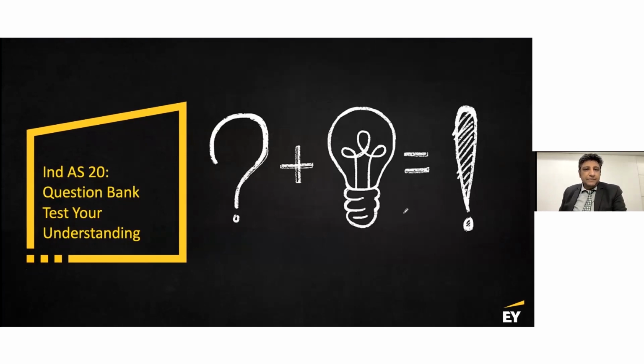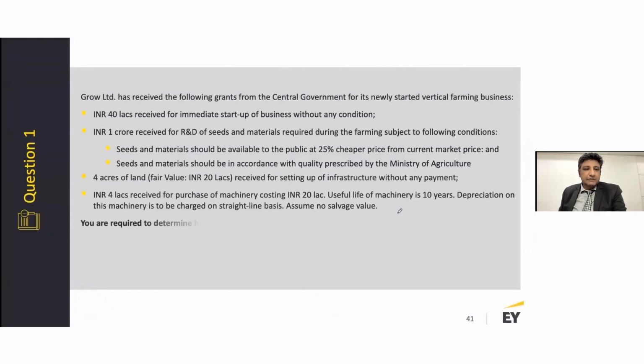Hi everyone. We already understood the concepts under Ind AS 20, which is accounting for government grants and disclosures of government assistance. We would like to apply the learning from those concepts with the help of several questions to test our knowledge and understanding. We have provided this information where it says that Grow Limited has received the following grants from the central government for its newly started vertical farming business.